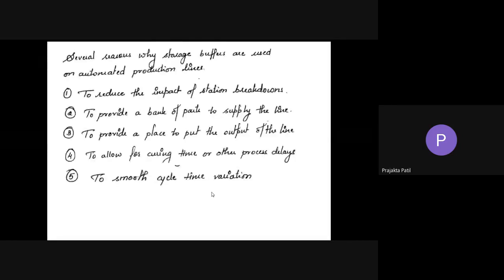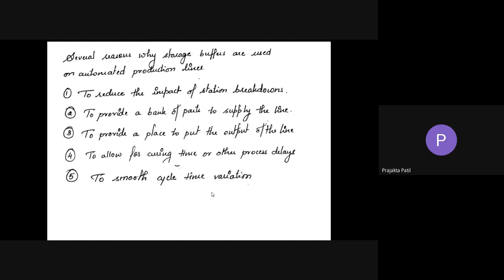Storage buffers are more readily accommodated in the design of an inline transfer machine than the rotary. So it's very easy to accommodate a storage buffer in inline type of transfer systems than the rotary ones. In rotary, usually we do not go for storage buffers, but it's not impossible to have a storage buffer in a rotary transfer line. You can have it, but it is most preferred in inline type of transfer system.